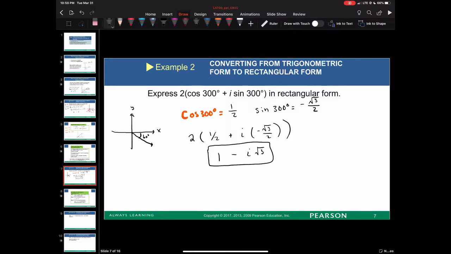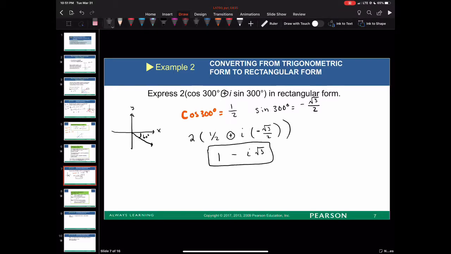So just keep that in mind. When you do this, make sure you watch out for these signs. Because this is plus here, it's plus up here, it should be plus right here. The only reason it changes is because of the negative on the negative square root of 3 over 2. So, if you have any questions, make sure you ask me.